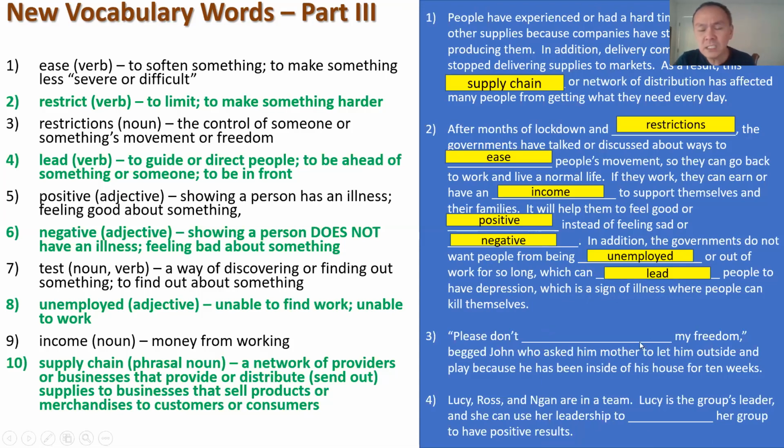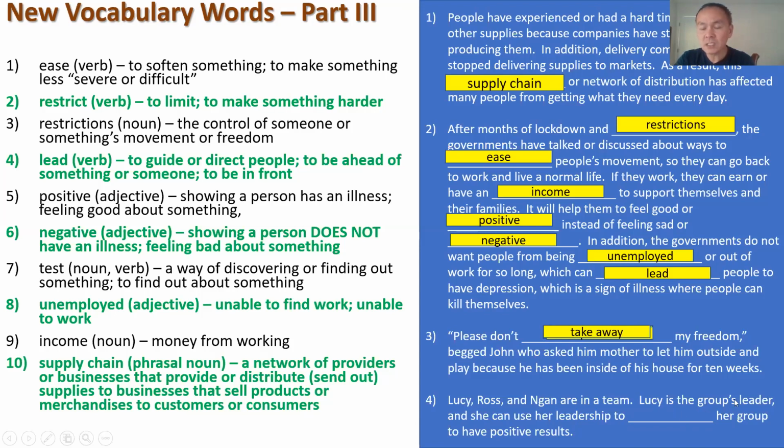Now, "please don't blank my freedom." Well, I'm a person, I need my freedom, I need to eat, I need to go outside. So don't restrict, okay? Don't limit, don't take away, okay? These are the synonyms of restrict, okay?